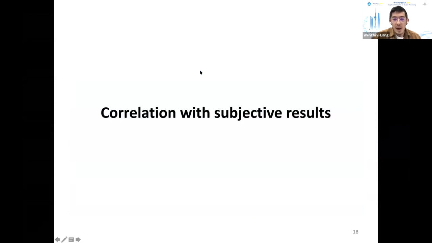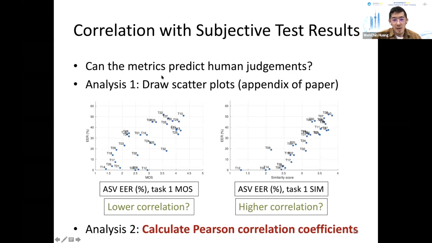Okay, so next, after we see the individual results of each metric, we want to know how it correlates to the subjective results. So we want to ask whether these metrics can predict human judgments. So first, we draw these scatter plots. If you look at the appendix of the paper, you can see a complete series of these plots. So here we list two samples. This is the ASV equal error rate plots for task one quality and task one similarity.